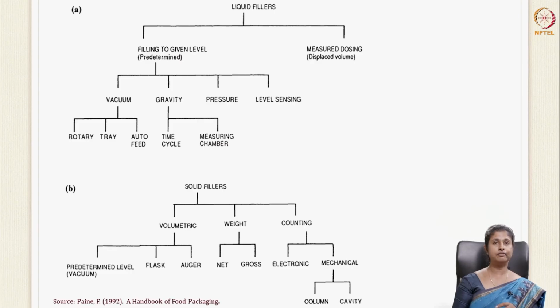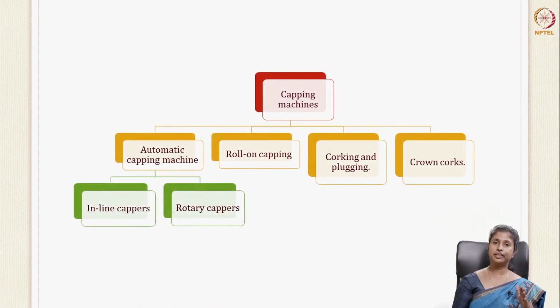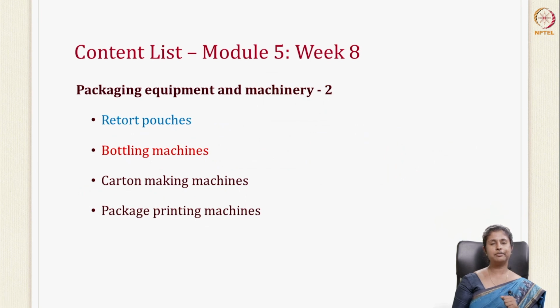There you can either have a net or the gross weight. Counting again for solid fillers can be used for products where you count the number of products that need to be there in a package, maybe either electronic or mechanical. We also talked about capping, different methods for capping machines. You have the automatic capping machine, roll-on capping machine, which includes the ROPP, caulking and plugging, and the crown corks. So with that, we've come to the end of bottling machines.